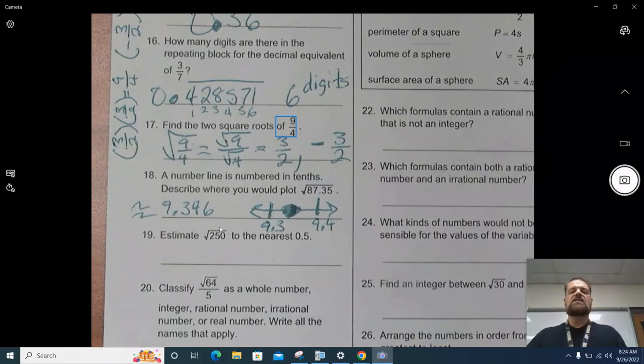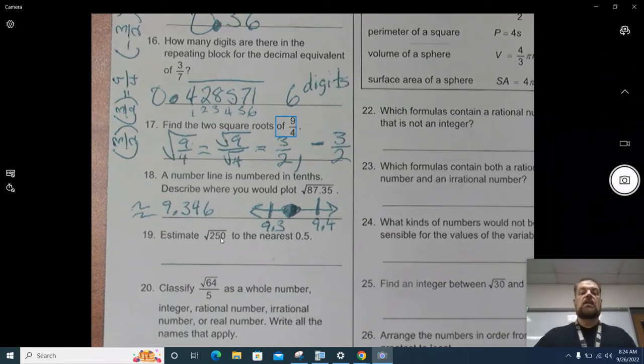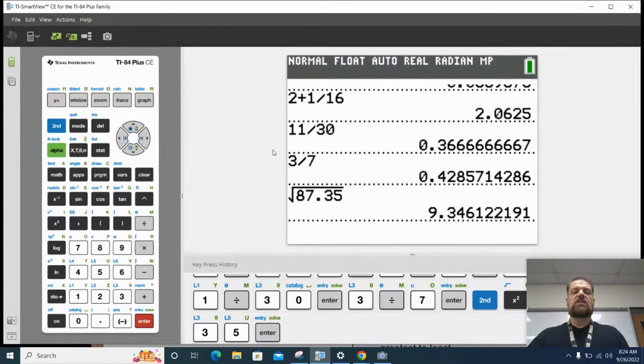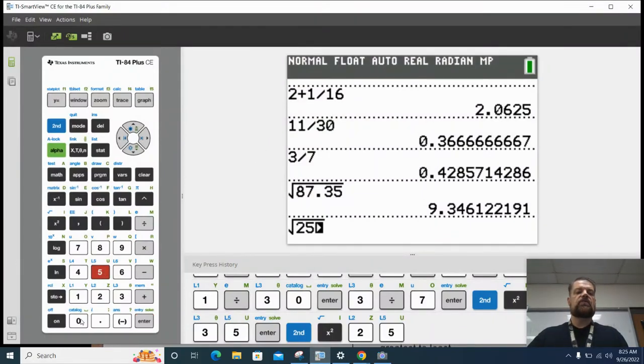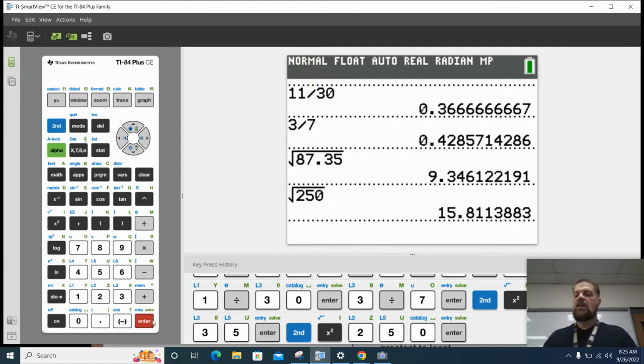Next one says estimate the square root of 250 to the nearest 0.5, to the nearest half. So I'm going to take the square root of 250 and I get 15.8. If I round it to the nearest half, what would that be?